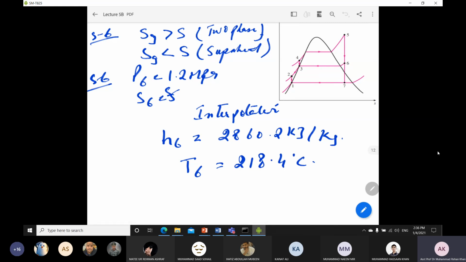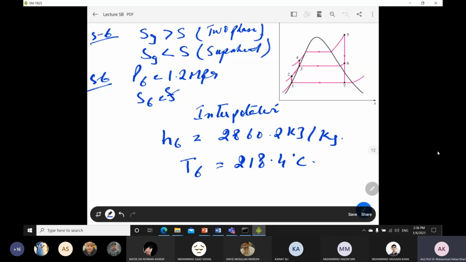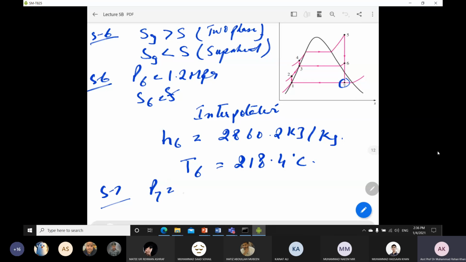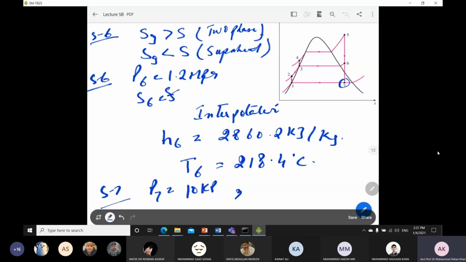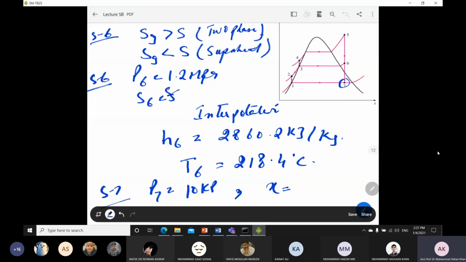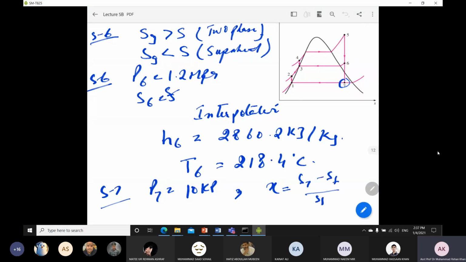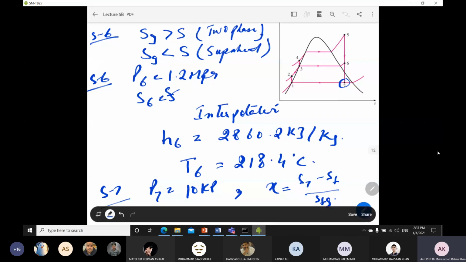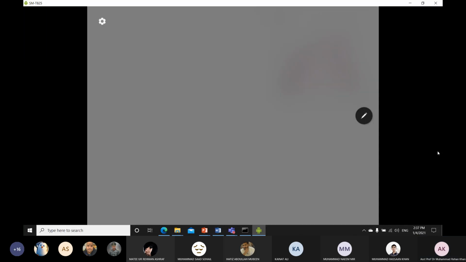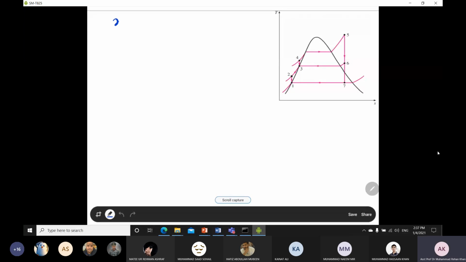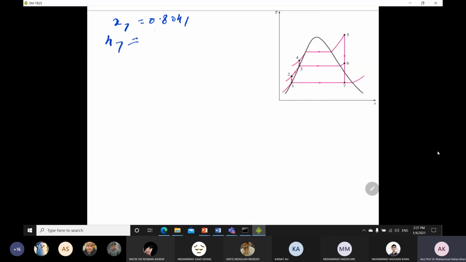Now state number 6, we already know the condition. Coming towards state number 7, we already see that it will be in the two phase region. For the two phase region, P7 is equal to 10 kilopascal. You need to find the value of X, which is your quality. For quality you already know it is S7 minus Sf over Sfg. Plug in all the values against your 10 kilopascal and you will get X7 is equal to 0.8041.